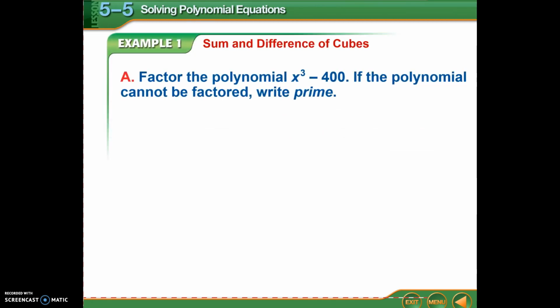If I look at this, it is something cubed, but this is not a perfect cube. There's nothing times itself 3 times that would give me 20. That would give me 4 times 20 squared, but not 20 cubed. So this would be prime. We can't use factoring. That doesn't mean it doesn't have an answer, so it's not a no solution. It's just prime. I can't factor it.